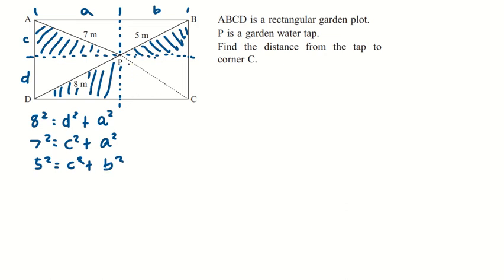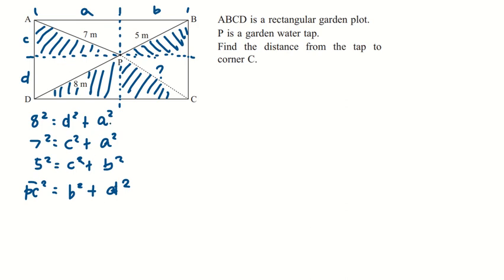And finally, we have this triangle here with no given hypotenuse because that's what we're looking for. So let's just say it's PC squared equals this side here is b, so we have b squared plus the height, which is the same as the height of this triangle, d squared.